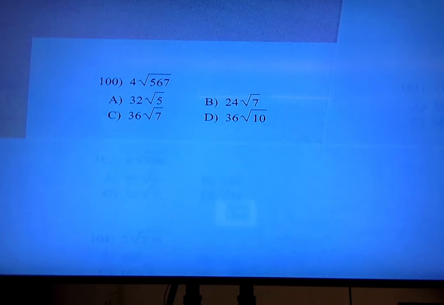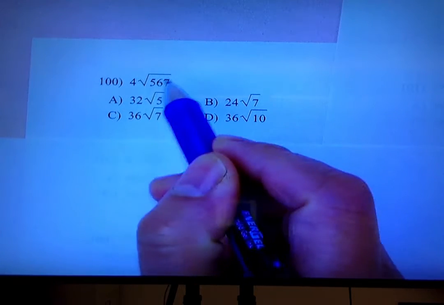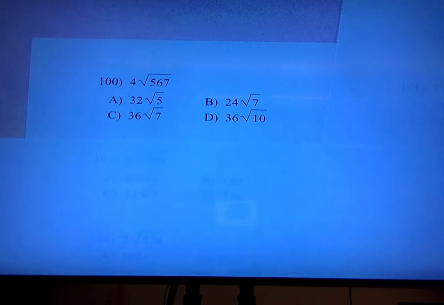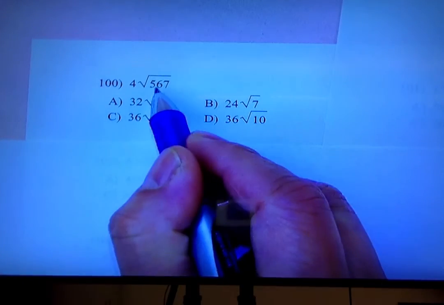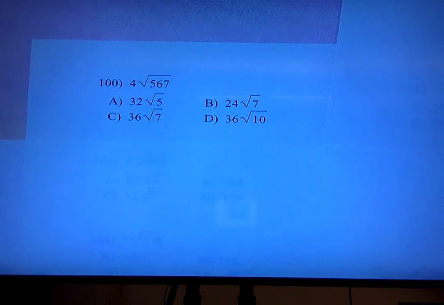So remember that the two rules of simplifying radicals are, the first rule is we want to have no radicals in the denominator, and that doesn't apply here because we don't have a fraction. But the second rule is we want to get all of the perfect squares out of the radicand, get all of the perfect squares out of this 567. So any perfect squares, we want to send them out of the radical sign. So to do that, we have to think of, well, what perfect squares are there?